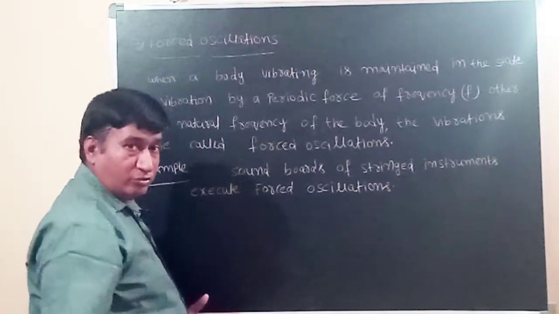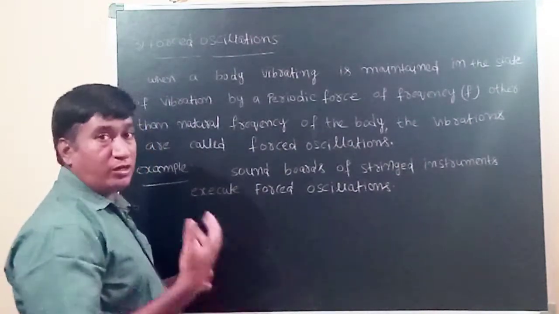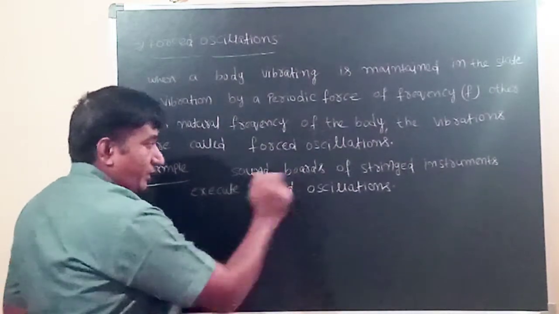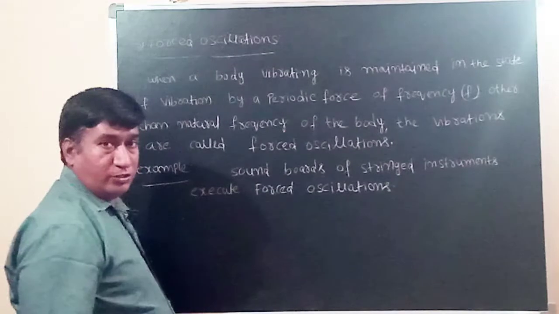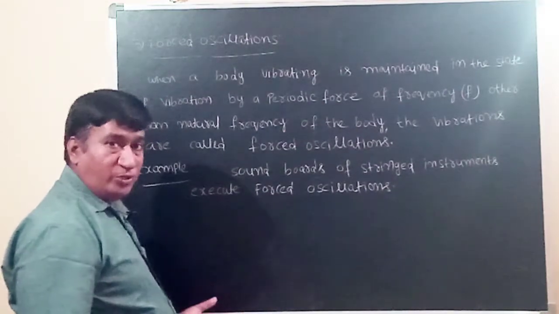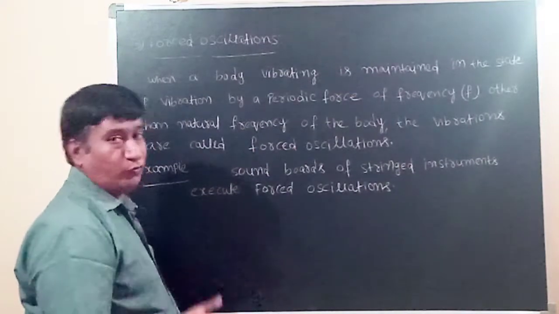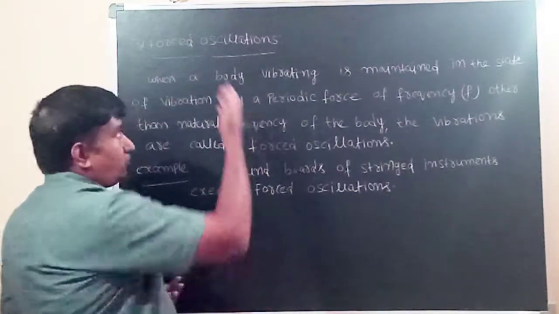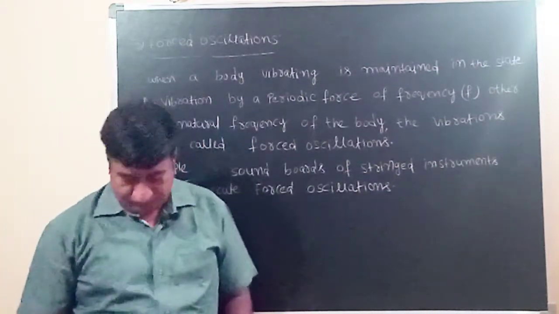For example, the one I just mentioned. Every body has its own natural frequency. Another example: the soundboards of string instruments execute forced oscillations. The musical instruments are made to vibrate by applying some external periodic force, and such oscillations we call forced oscillations.